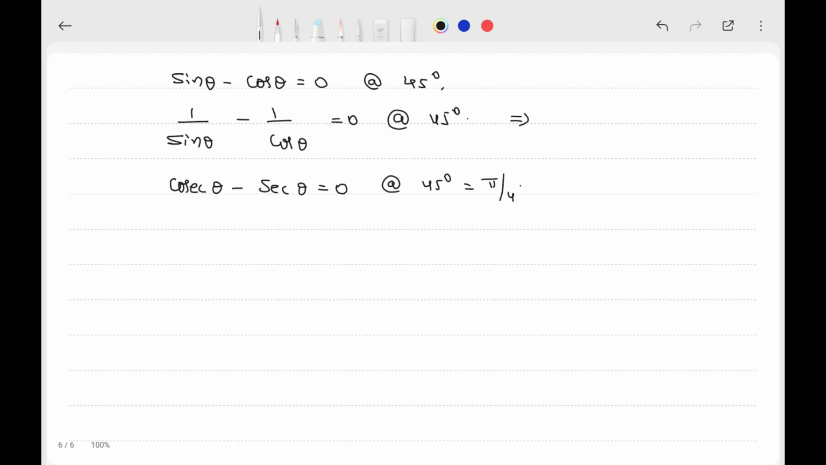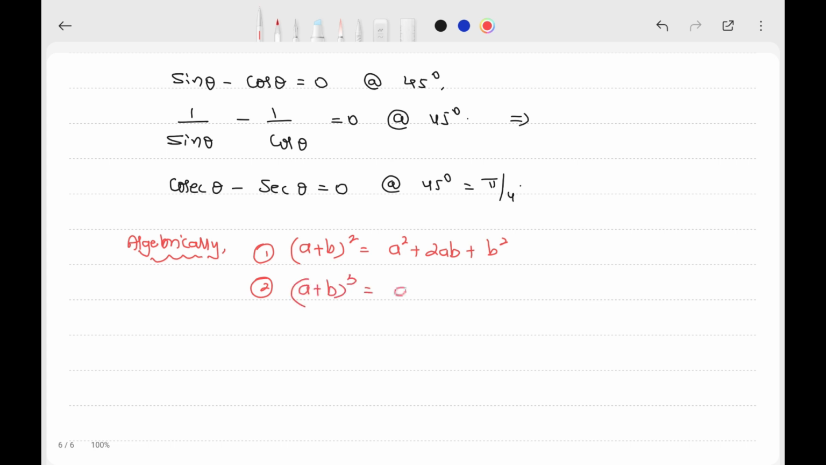Second thing, let us go for this. Mathematically, algebraically, I will give some formulae which are very important. A plus b whole square: what is this? A square plus 2ab plus b square. First formula. Then a plus b whole cube: a cube plus 3ab square plus 3a square b plus b cube.